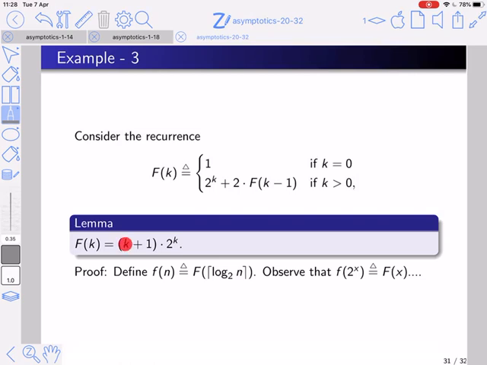And I claim that big F of k is k plus 1 times 2 to the power of k, from which you can conclude that f of k is big theta of 2 to the power of k times k. Okay? Good. So how do we prove this lemma?